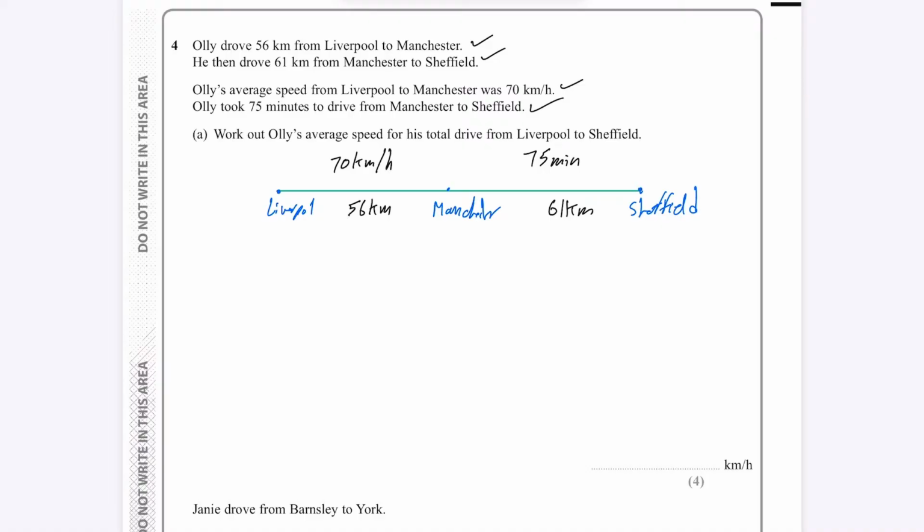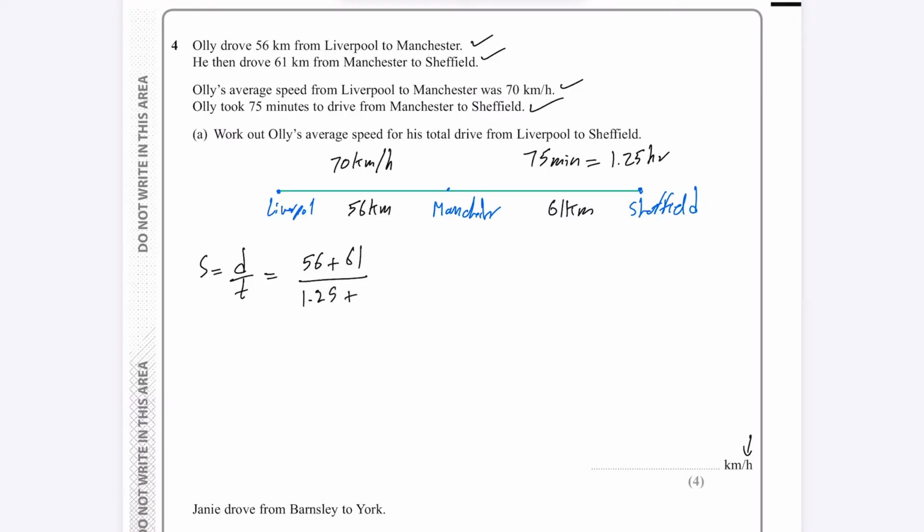So you've got to remember the equation for speed, distance and time. So speed is equal to distance over time. So to work out his average speed, we need the total distance, which is 56 plus 61. So that's the distance from Liverpool to Manchester and Manchester to Sheffield. And then we need the total time. So notice the answer is in kilometers per hour, and that's in minutes. So if you do 75 divided by 60, that'll tell you this is the same as 1.25 hours. So we can say that's 1.25 hours.